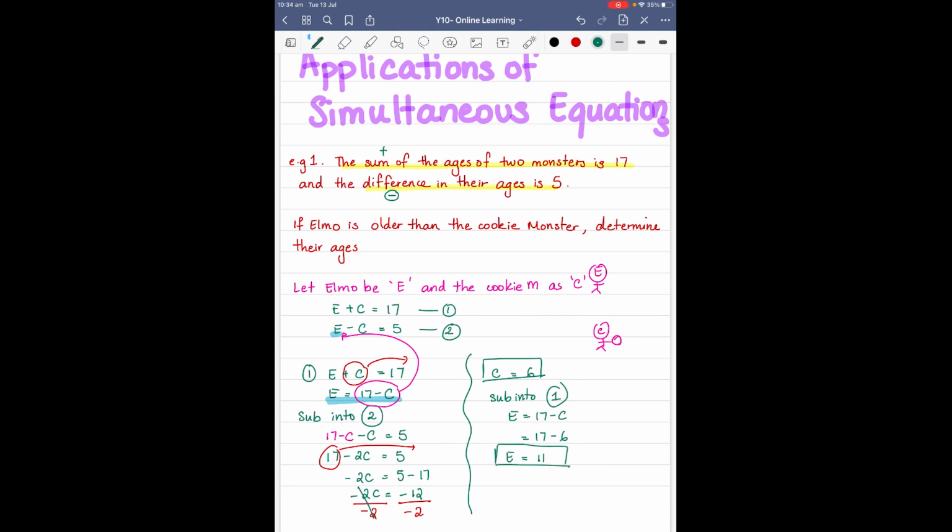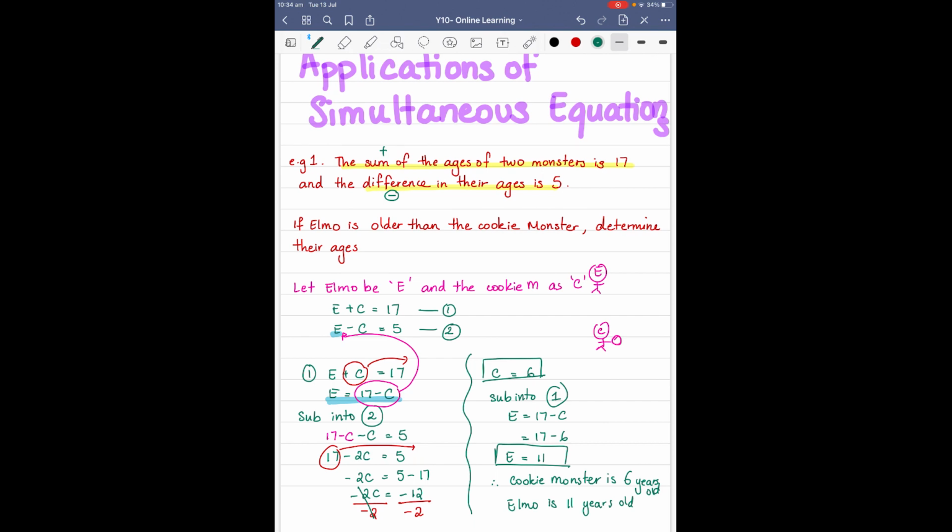But please make sure you conclude your answer with the appropriate units. So therefore, the Cookie Monster, okay, is 6 years old. And Elmo is 11 years old. And then just double check, Elmo is the older one. Correct? We are done.